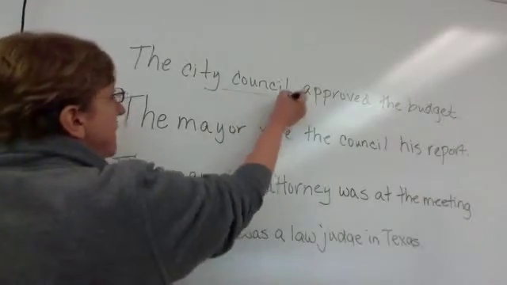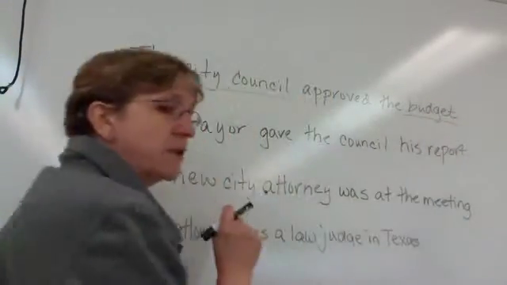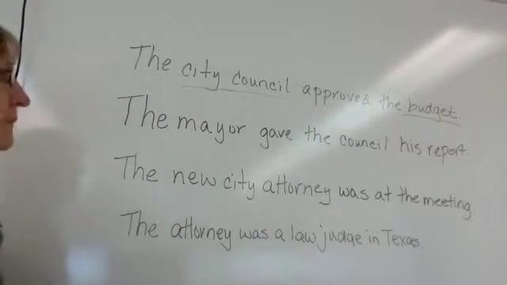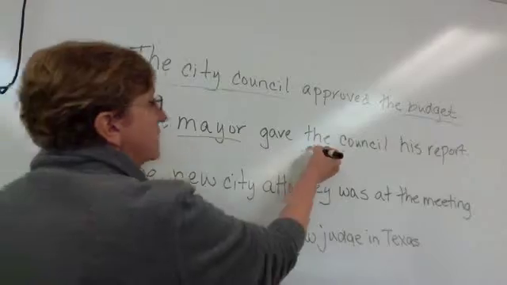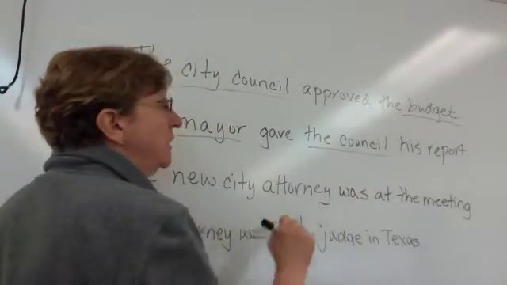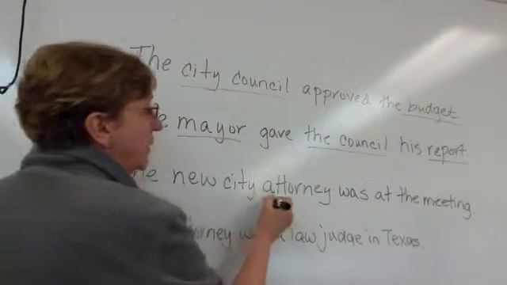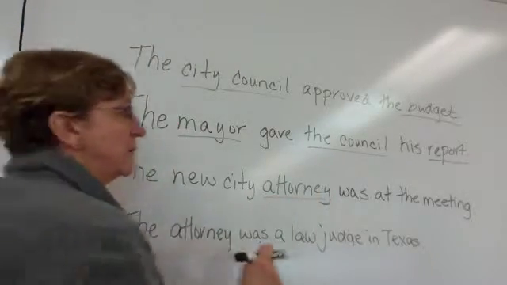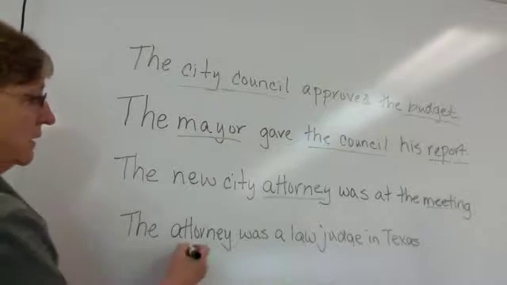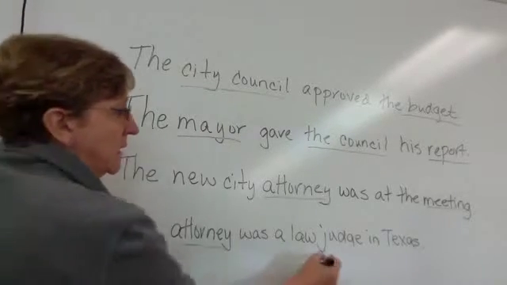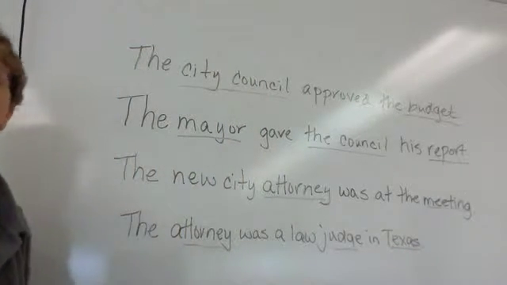Here's council, city council, that's a noun. Okay? Budget, that's a person, place, or thing. That's a thing, so that's a noun. Okay? In this sentence, mayor is a person, so that's a noun. The council is a thing, so that's a noun. Report is a thing. Okay? City attorney or the attorney, that's a person. Meeting, that's a thing we're talking about, right? It's a thing. Person, okay? A person. And then Texas is a place, okay? So all of these are our nouns.